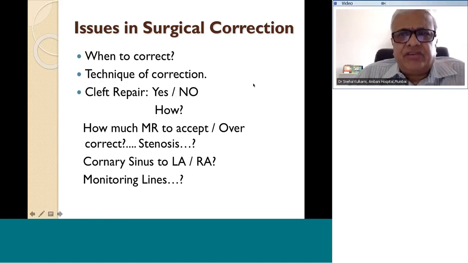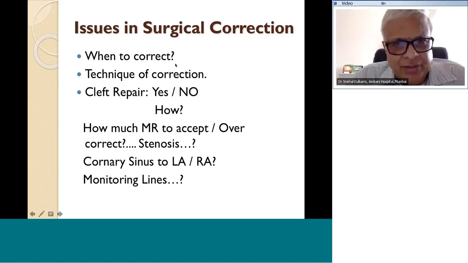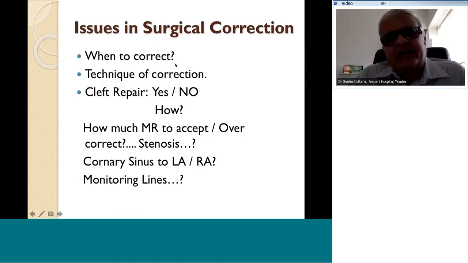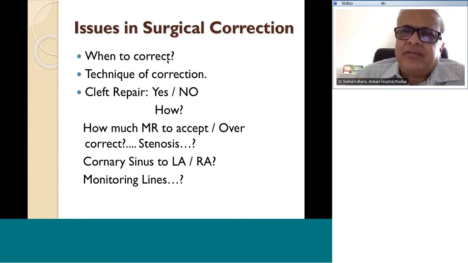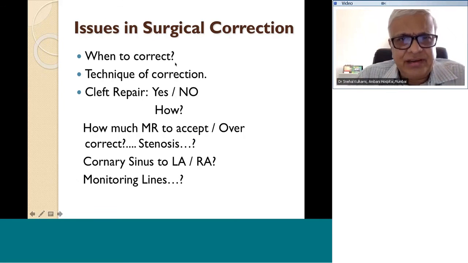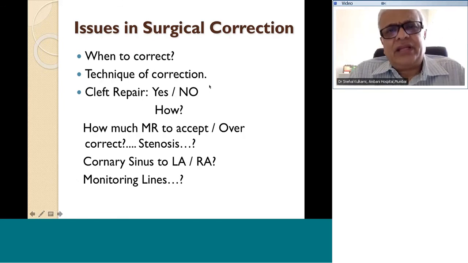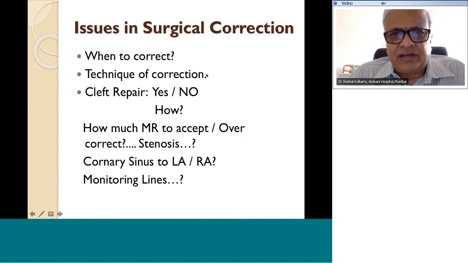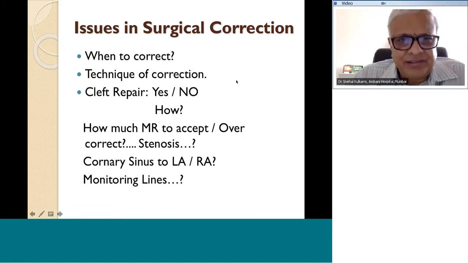So the issues in the surgical correction of AV canals: 1, when to correct, and I think there's no doubt about that. Complete AV canals are corrected very much in early infancy, ideally between 2 to 4 months currently. Technique of correction, I think 2-patch repair is the one most commonly utilized, and the Australian technique in indicated cases. Debate about cleft repair, yes or no. Certainly it is yes.